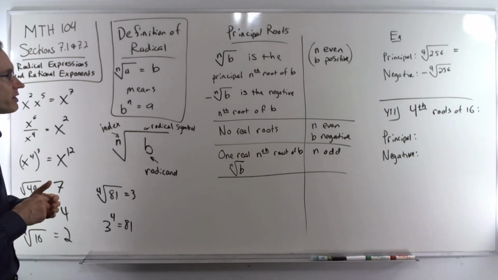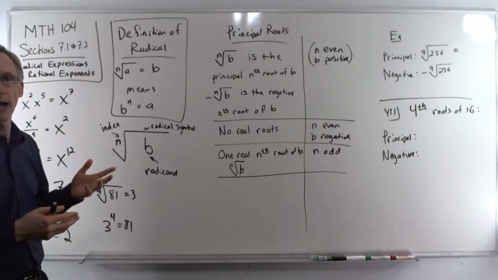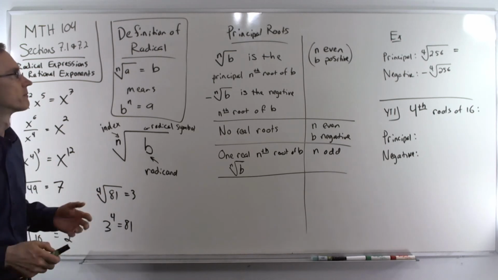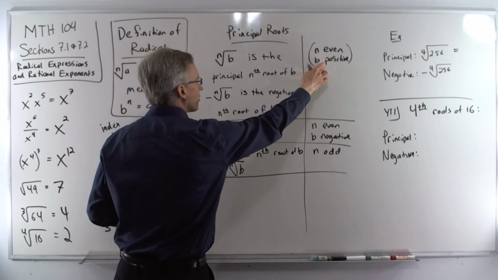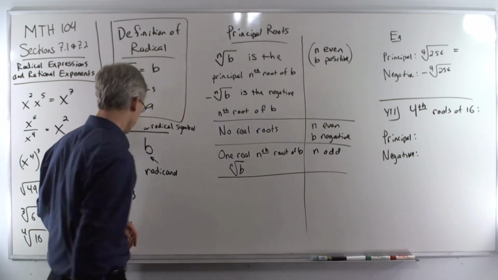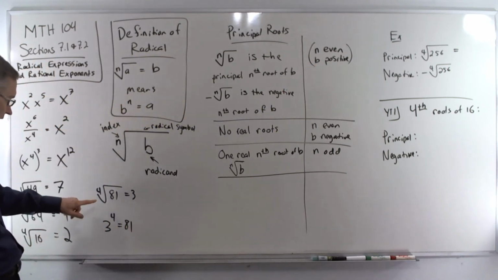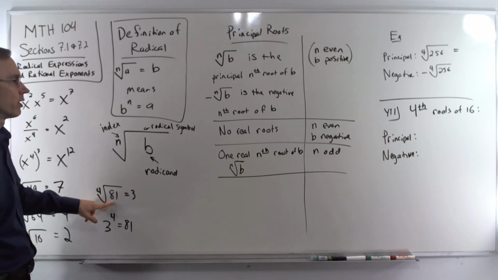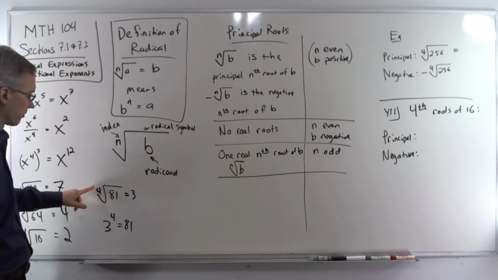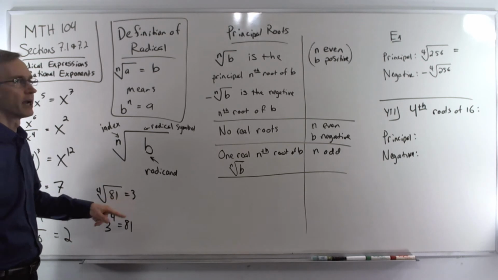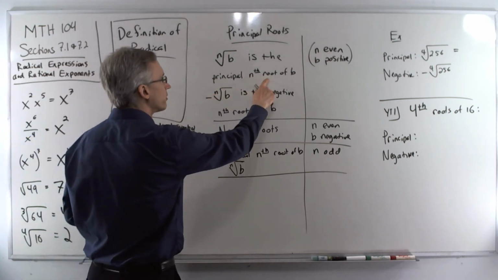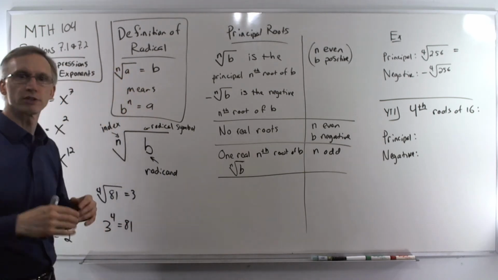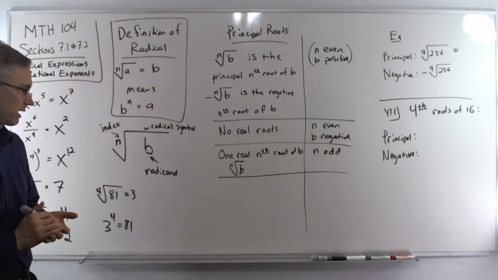So we need to look at a few different situations that can arise when evaluating roots. The first situation is when n is even and the number underneath the radical, b, is positive. Here's an example of that: we could do the fourth root of 81, and if we put that in the calculator, we get 3. That positive value is what's known as the principal nth root of b, and that's always going to be the positive version you can get out.